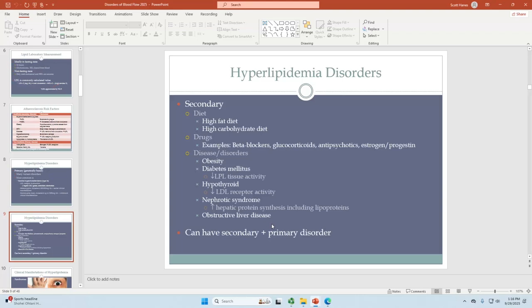And then, as we mentioned before, certain diseases: obesity, diabetes, hypothyroidism that we already spoke of. Nephrotic syndrome also increases lipoprotein concentrations. And then obstructive liver disease as a last example. But definitely diabetes and obesity are prime hyperlipidemia disorders. But keep in mind, you can have a secondary disorder on top of a genetic disease that augments that process.